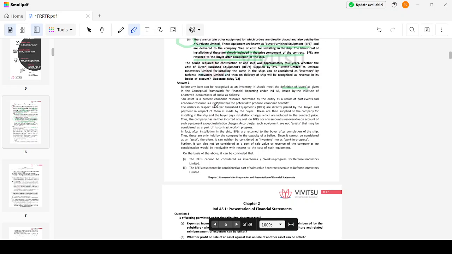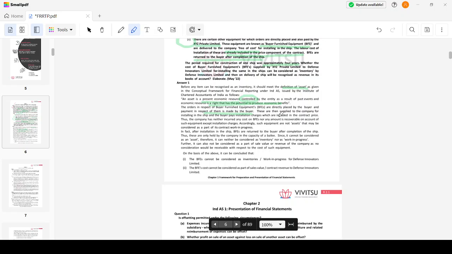So what does an asset mean? An asset is a present economic resource controlled by an entity as a result of a past event. An economic resource is a right that has the potential to produce future economic benefit. The orders in respect of buyer furnished equipment are directly placed by the buyer, and payment is also made by the buyer. So in our case, XYZ Private Limited places the order for the buyer furnished equipment, and it is also paid by XYZ Private Limited. These are then supplied to the company for installing in the ship, and the buyer pays the installation charges, which are included in the contract price.